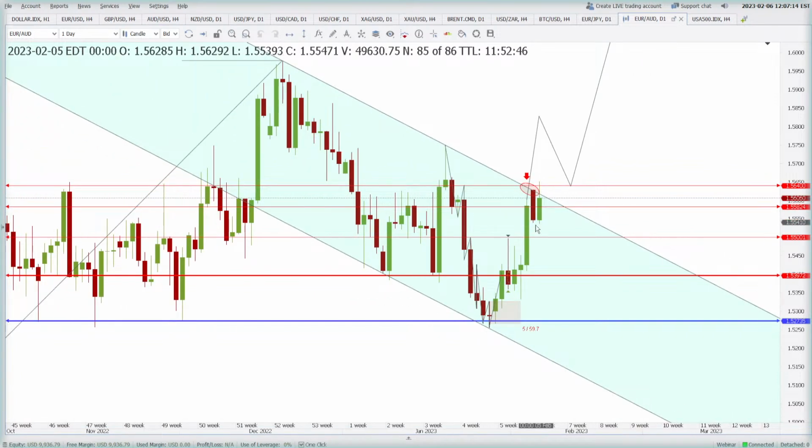And now we are trading in between these two resistance and support zones. 1.5582 is the support, 1.5640 is the resistance. Now what you can do is, if you think that the euro is going to go up in the coming time, you can just keep a buy stop order above the high of this candle here.